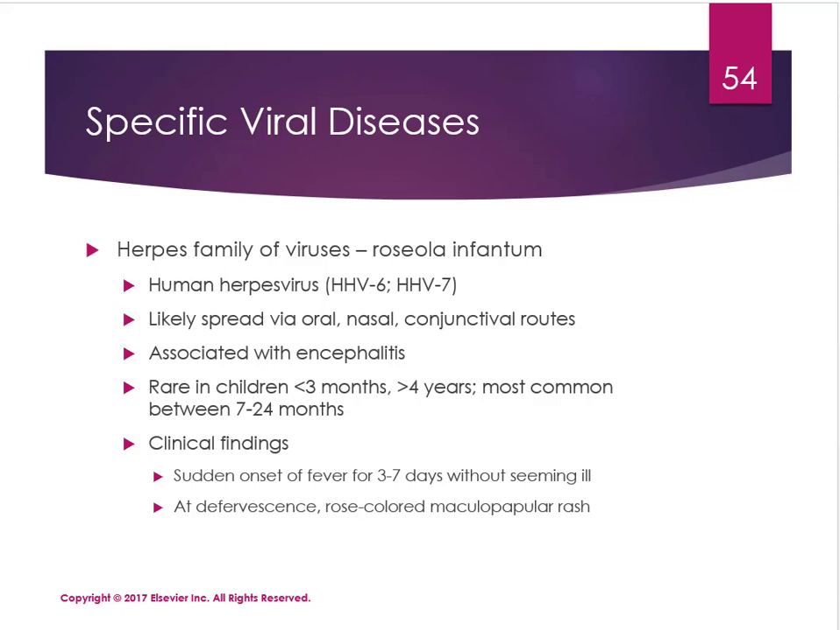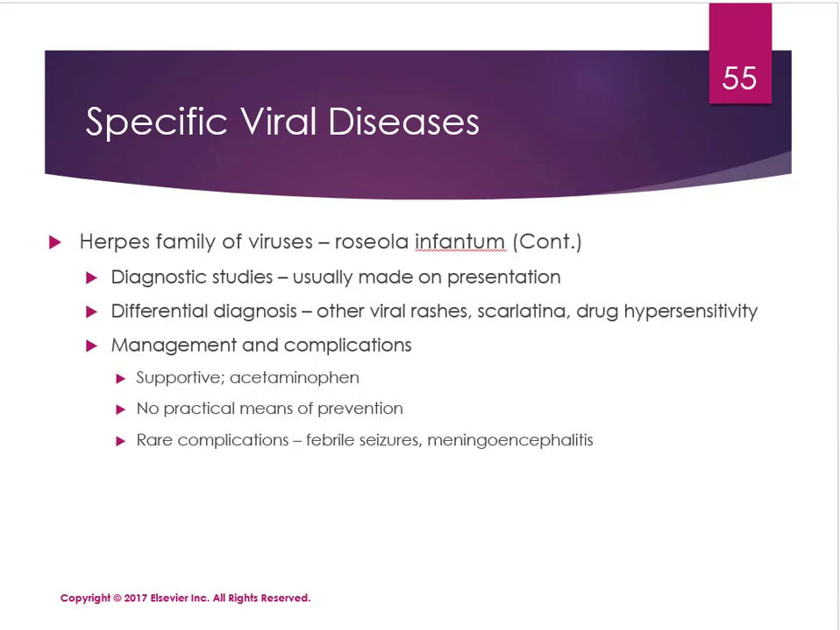Let's next talk about roseola infantum, which is human herpes virus 6 and 7. It is typically spread via oral, nasal, or conjunctival route. These subsets of the virus are also associated with encephalitis. It's rare in children less than 3 months and greater than 4 years, and most common ages are between 7 and 24 months. Clinical findings can include a sudden onset of fever for about 3 to 7 days without seeming ill, and they can have a rose-colored macular papular rash.